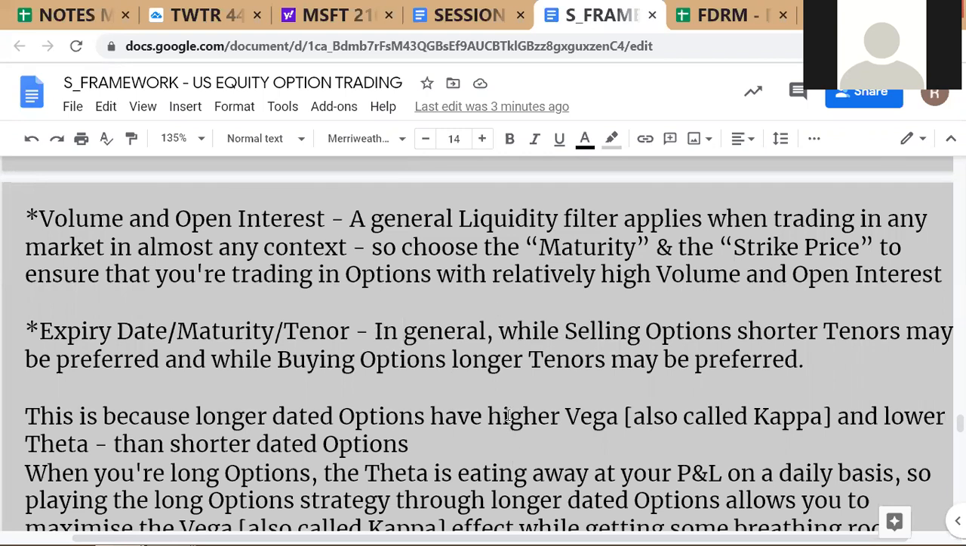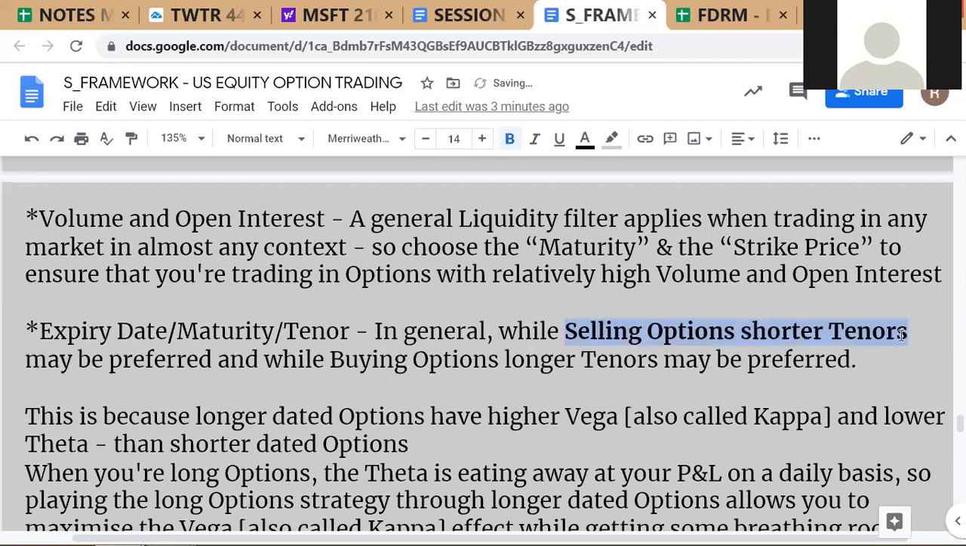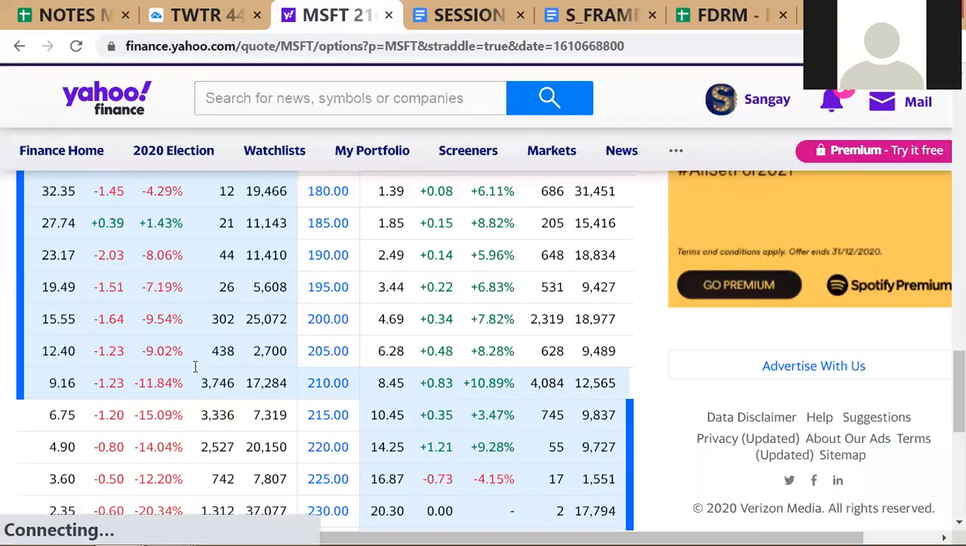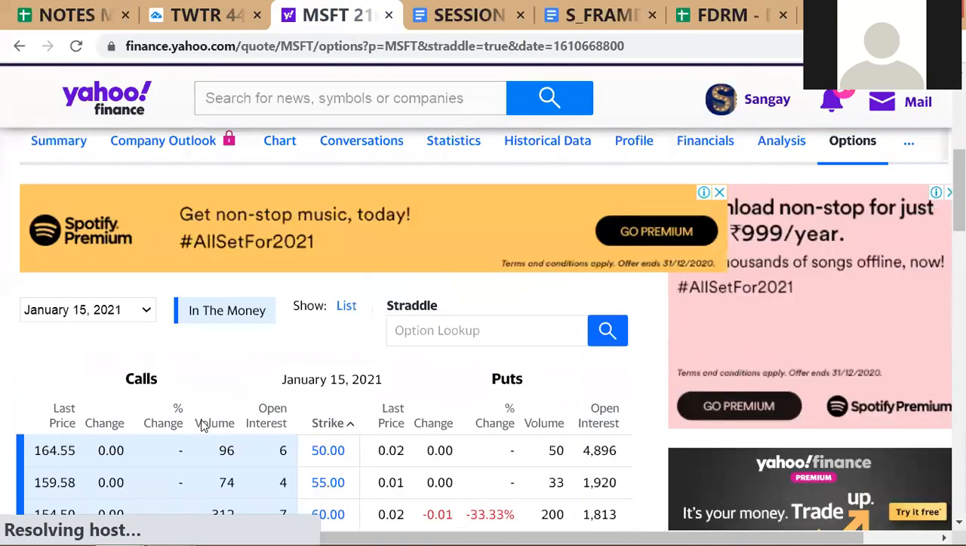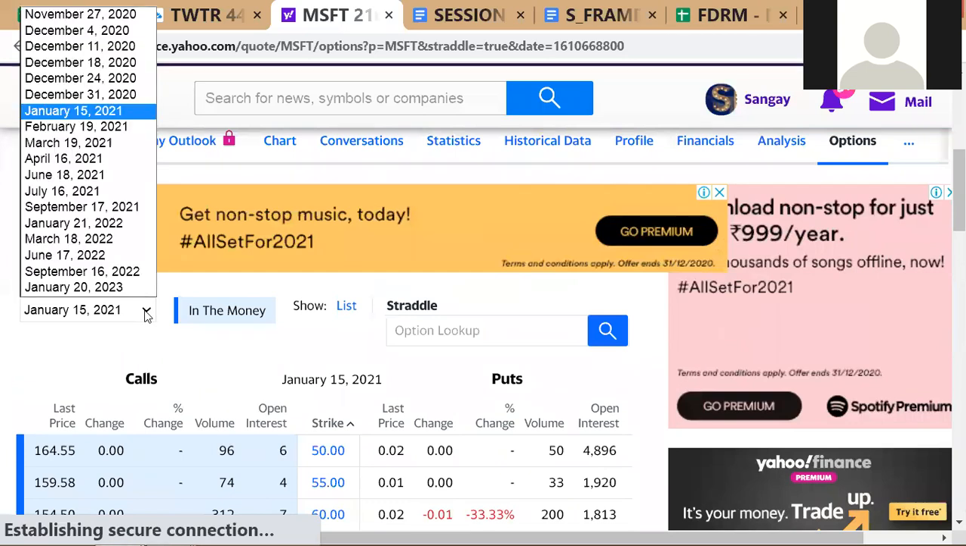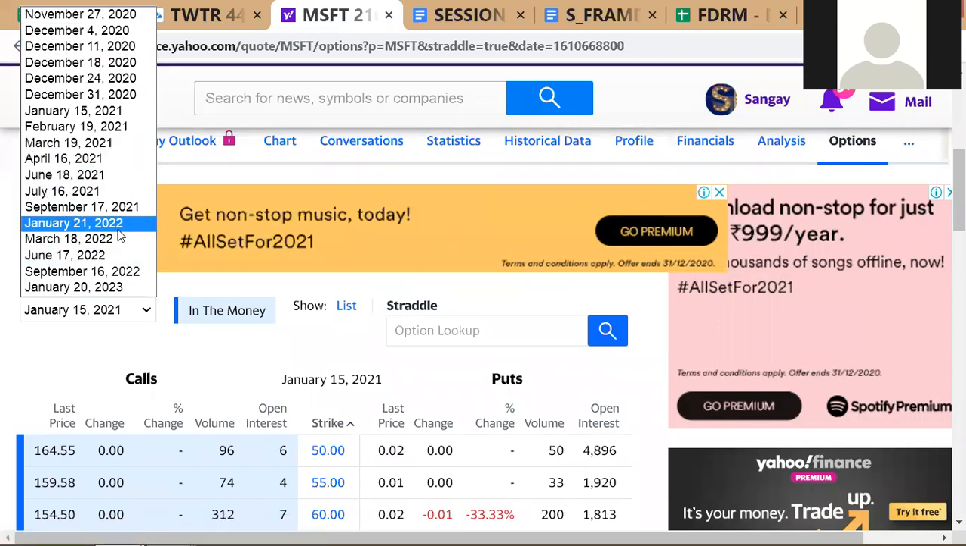So in general, while selling options, shorter tenors, let's put the, so this is our basic guideline. When we come to this decision as to the time, what we are saying here is that we have all these expiration dates when we have to choose the expiration date.